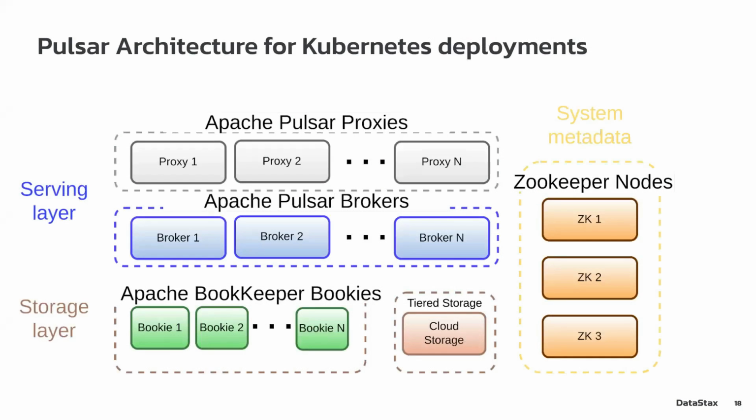The Pulsar architecture for Kubernetes deployments is such that there is a separation of a serving layer and a storage layer. For the serving layer, the Kubernetes deployment comes with Pulsar proxies in front of the Pulsar brokers. In Pulsar, the storage layer is handled with bookkeeper bookies, and cloud storage is also used for tiered storage. And the system metadata and coordination is handled with Zookeeper.